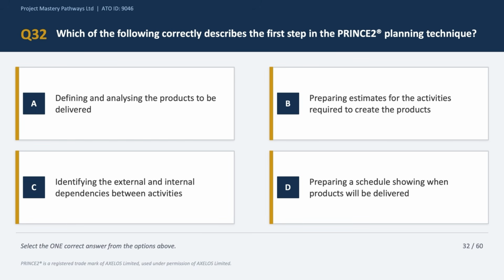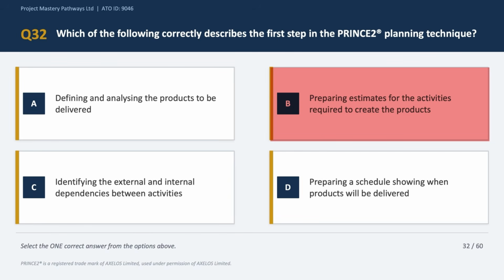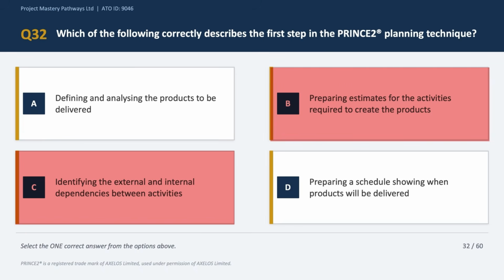Now, estimating comes after you have defined what you are delivering and the activities involved. You cannot estimate without first knowing what you are producing, right? So option B is incorrect. Now option C says identifying dependencies. Okay. Now dependencies are identified later in the planning process once the products and activities are known. So option C is incorrect as well.